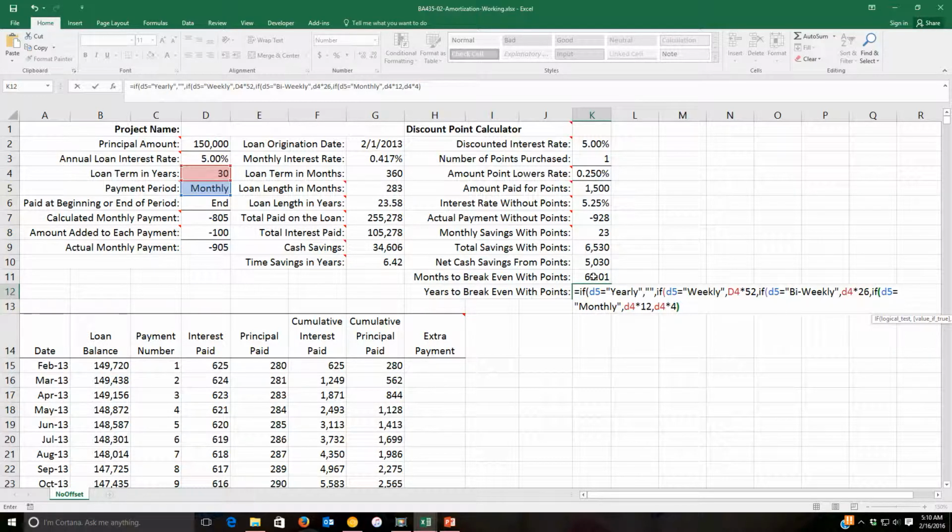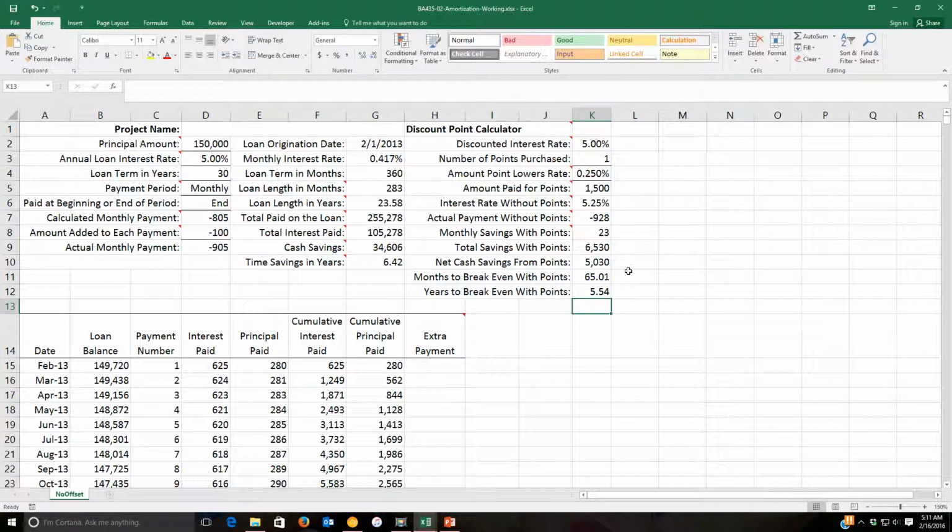So we have that. We'll go ahead and close off our parentheses all the way back to just before the end. Because remember, if it's yearly, we're not going to do anything. So we're part of a nested IF statement here. So at this point, we need to divide by K11, which is our months to break even, and then we'll close off our IF statement. There we go, and then press enter, and it shows 5.54 years to complete this loan. That completes the amortization project worksheet.